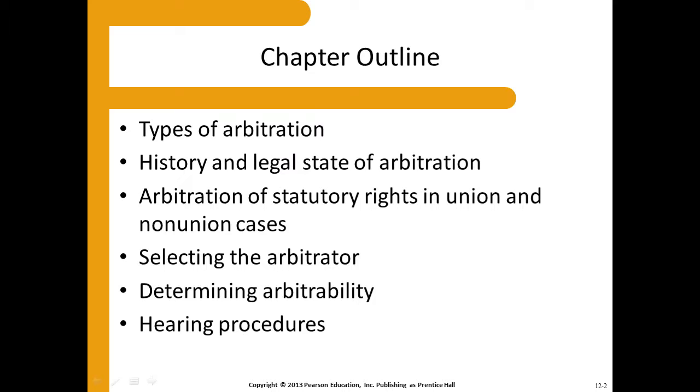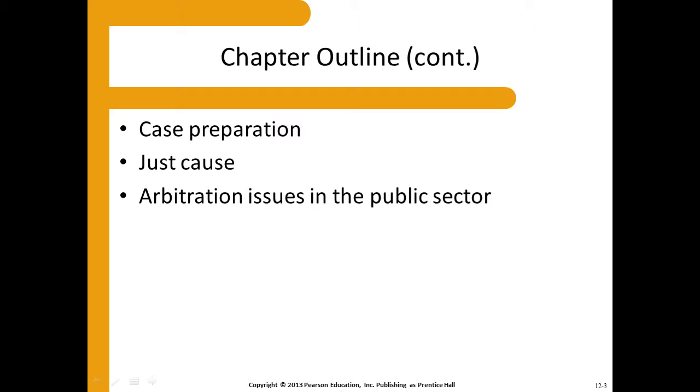We wanted to talk about determining arbitratability, and so what are the types of issues that would go to an arbitrator. We want to review some of the hearing procedures. And so once a case gets to the state that it's going to be heard by an arbitrator, we want to talk about some of the case preparation processes. We want to cover a little bit on the idea of just cause, which really is a vague concept in labor relations. But when is there sufficient or proper reason for which management has the right to discipline or discharge employees? And then, as we've done in prior chapters, we want to talk about how arbitration impacts the public sector.